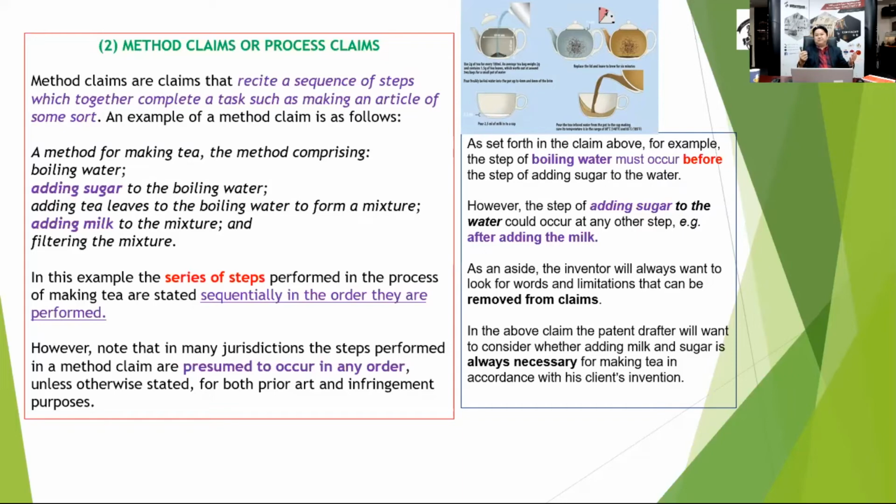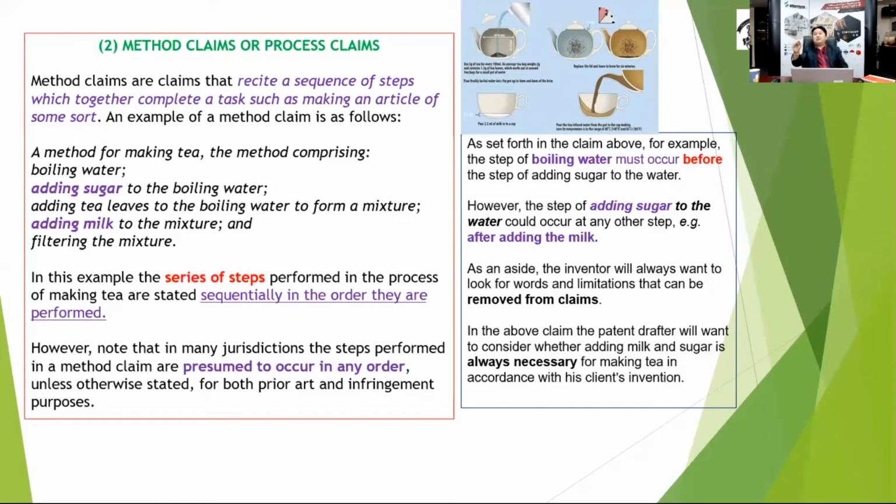You see that I use the word comprising. Did I tell you just now? Comprising is part of the transitional phrase. So comprising is an open-ended phrase. In this example, if you look on my right side, perhaps your left side, I mentioned that as set forth in the claim above, for example, the step of boiling water must occur before the step of adding sugar. So the first step is you must boil the water first. You must boil the water before you do anything. That's the first step. Normally for every step in methods, you do like that.